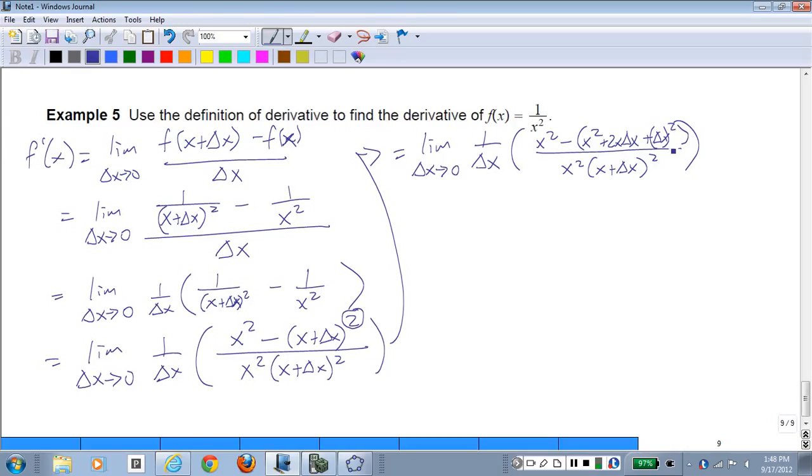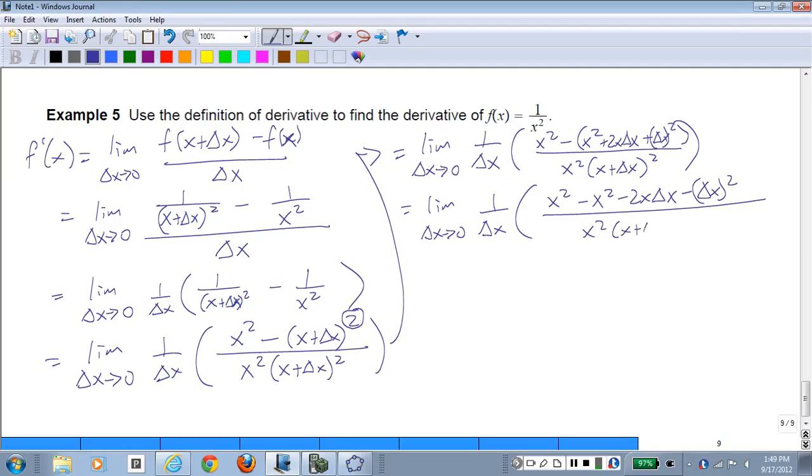Now at this point I think I want to copy most of this, clear the parentheses, and then do a little simplifying, a little bit of erasing, save ourselves a little bit of time and effort. It's going to be x squared minus 2x delta x minus delta x quantity squared over the LCD.